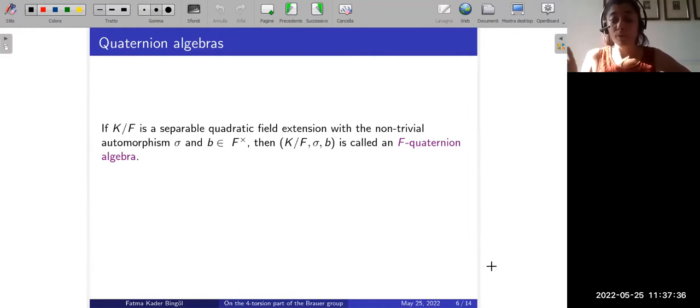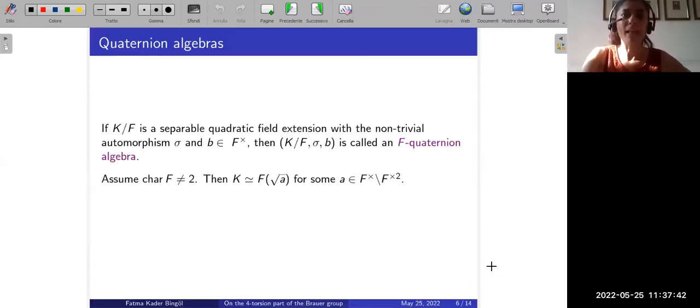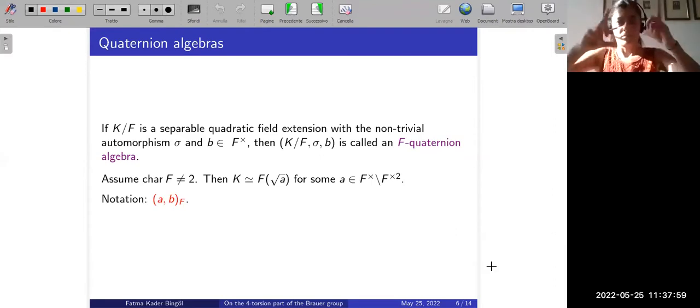In the talk, I will be using a simplified notation for quaternion algebras in the case where the characteristic is not 2. So let me recall that as well. When the characteristic is not 2, quadratic extensions are given by taking the square root of some non-square element, right? So K will be given as F adjoined the square root of a for some non-square a in F. And this cyclic algebra here, I will denote by (a, b).